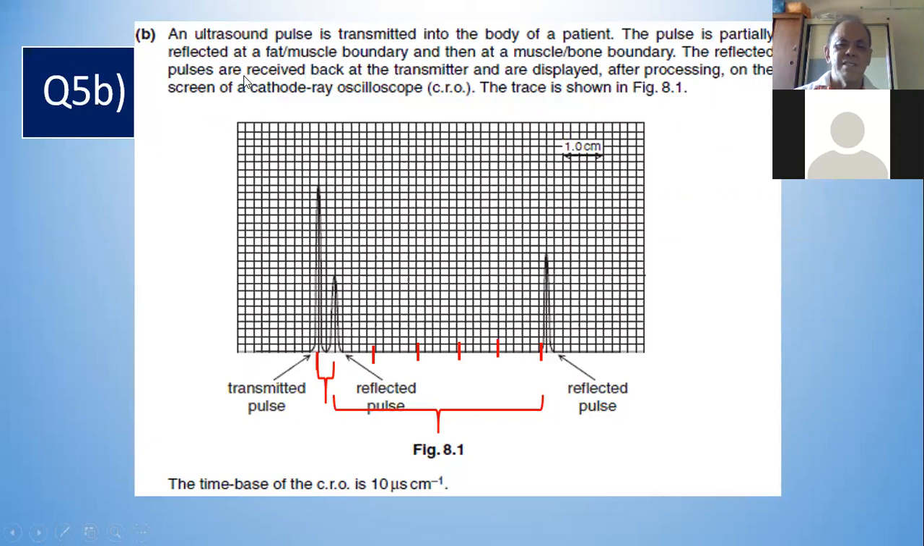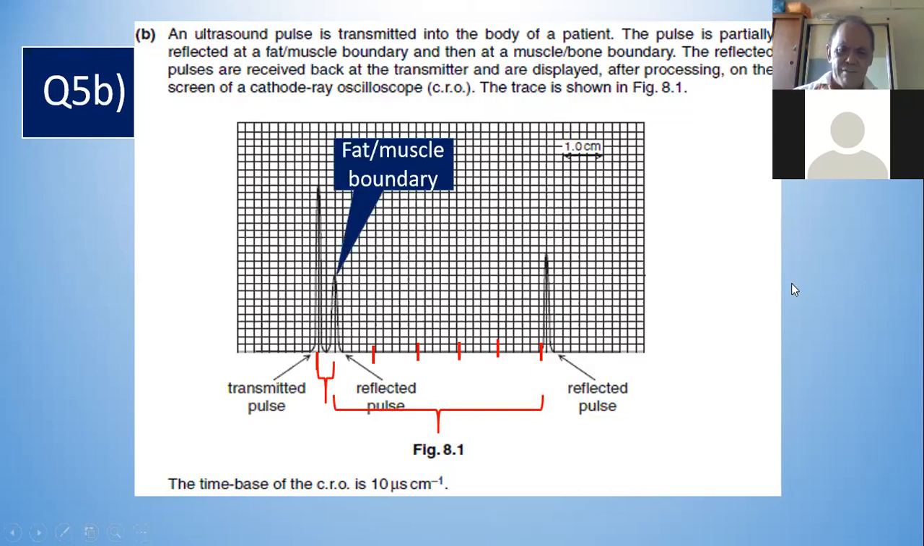The reflected pulses are received back at the transmitter and are displayed after processing on the screen of the cathode ray oscilloscope. The trace is shown. That is a trace. Right? They tell this is a transmitter. That means it's the one sent out by the transducer. This one is reflected, received back by the transducer, meets a boundary, then it returns. This one goes into a further boundary, comes back to the surface there, and then that's what you receive after a certain time.